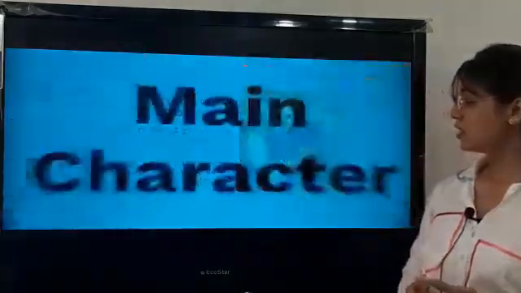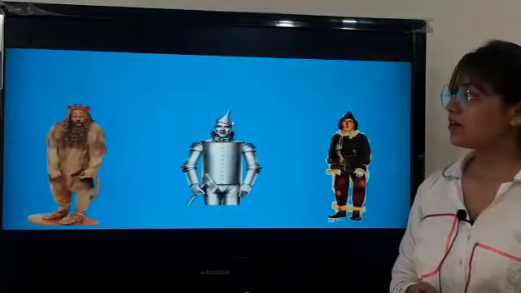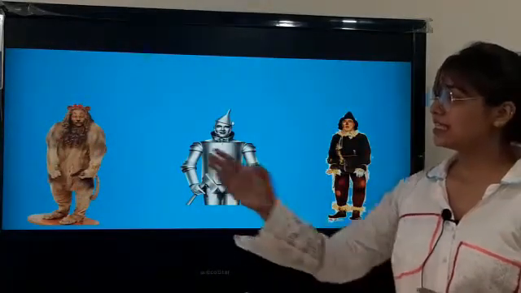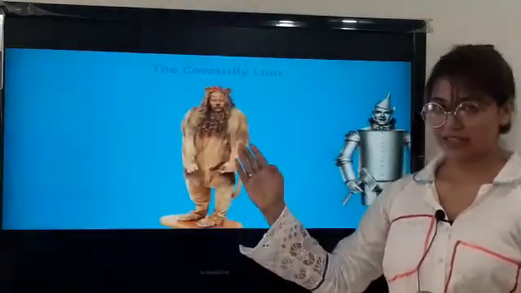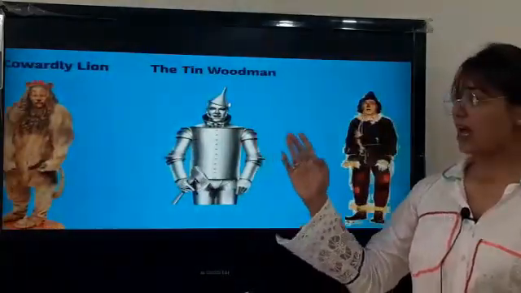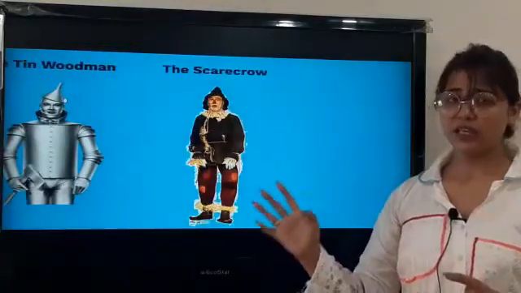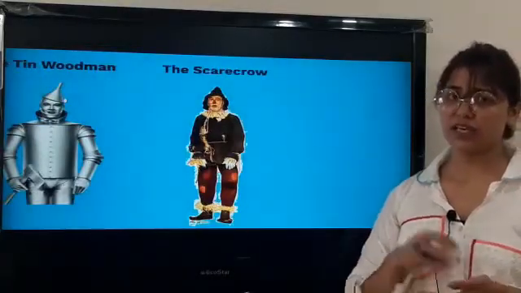Now moving towards the friends of Dorothy. This is the Cowardly Lion. The second one is the Tin Woodman and the third one is the Scarecrow. I will tell you about these friends in the story.